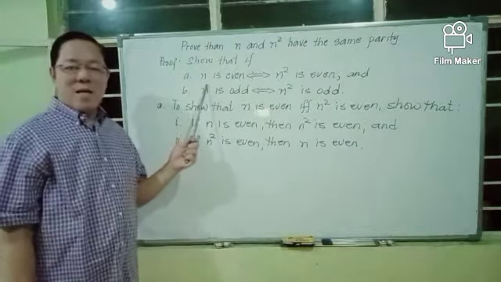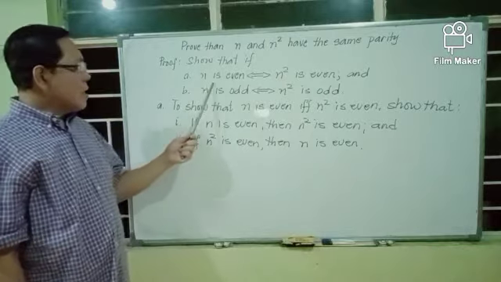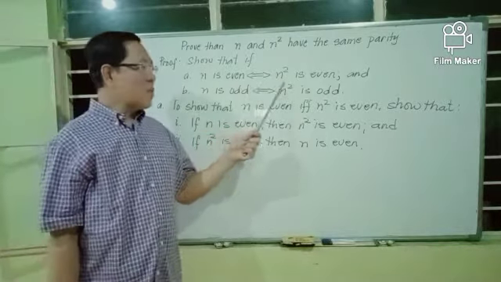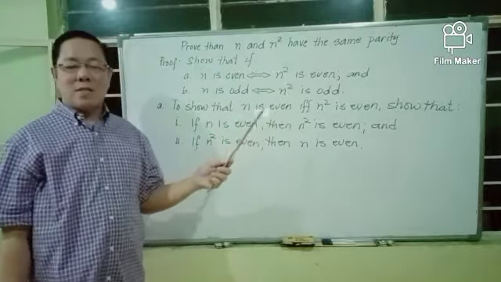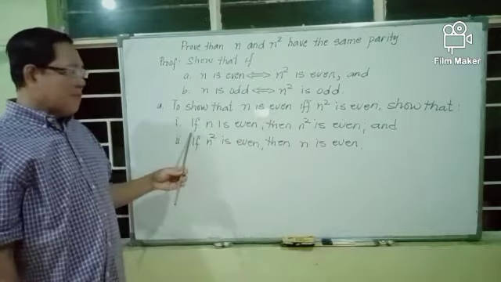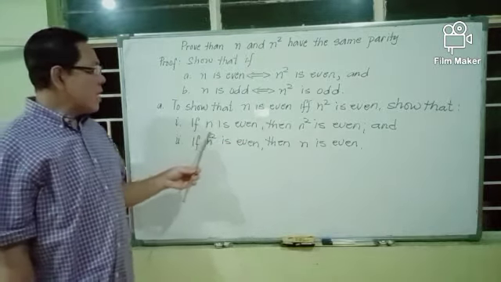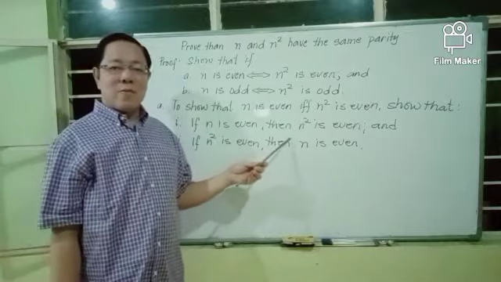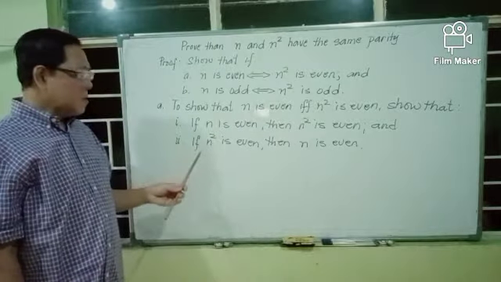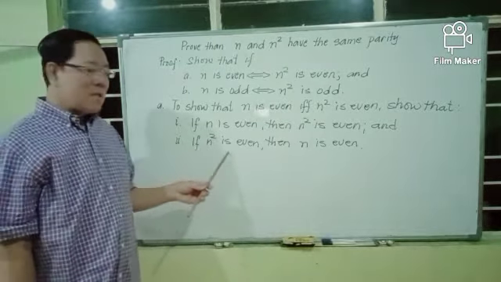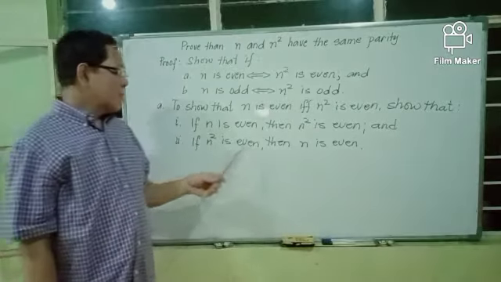Again, the proof of letter A, n is even if and only if n squared is even, will consist of two parts. In the first part of the proof, we show that if n is even, then n squared is even. And in the second part of the proof, if n squared is even, then n is even.